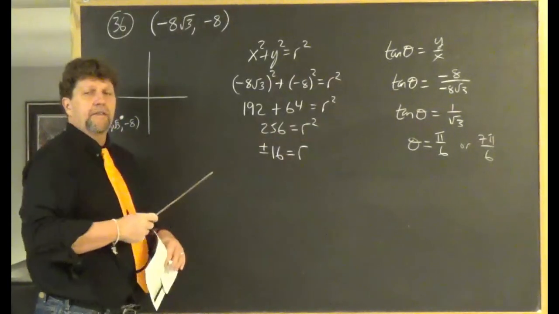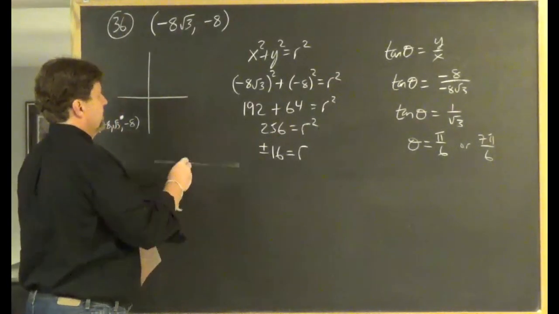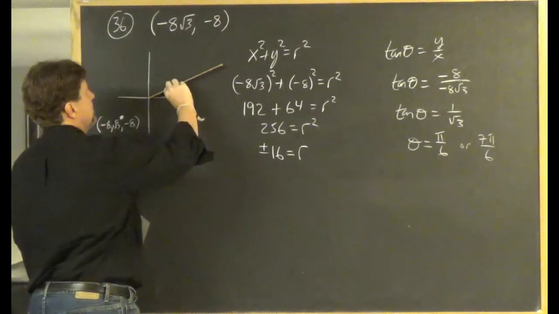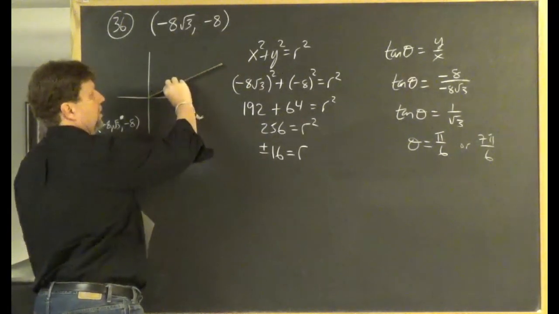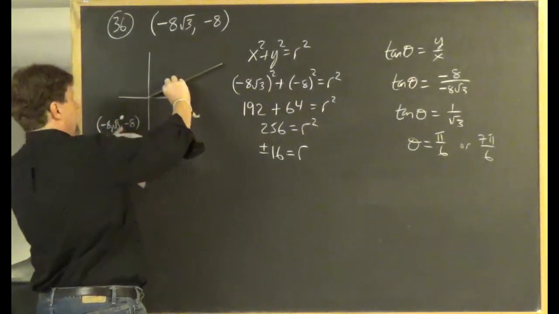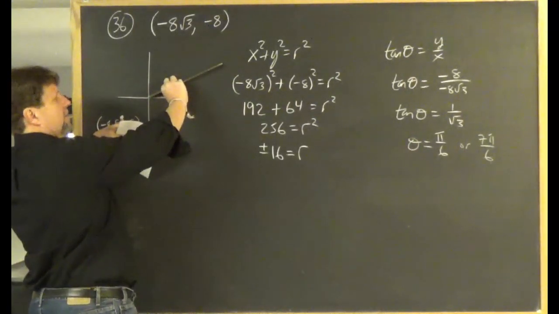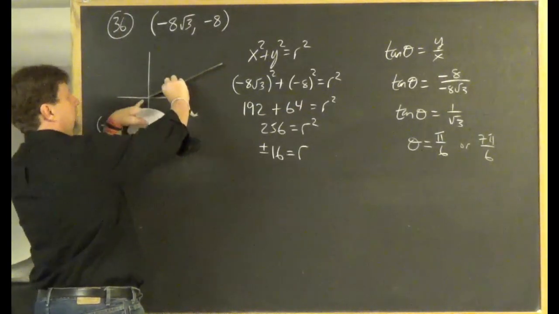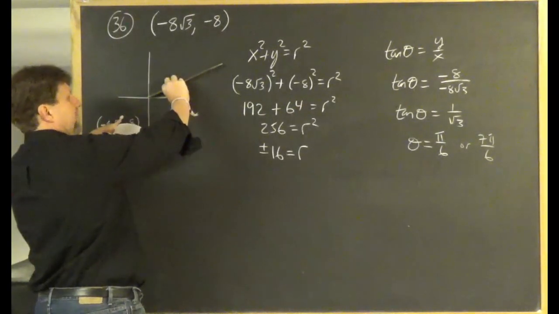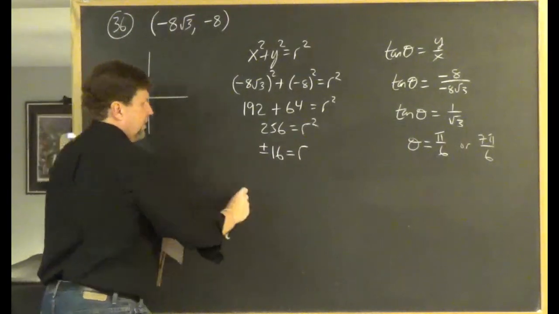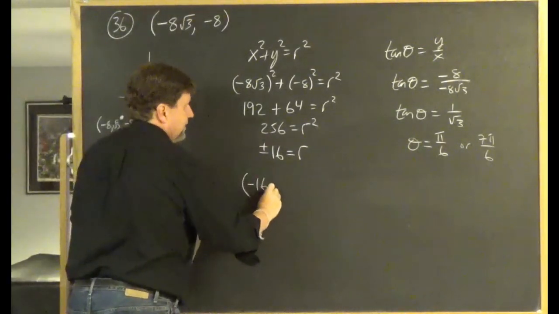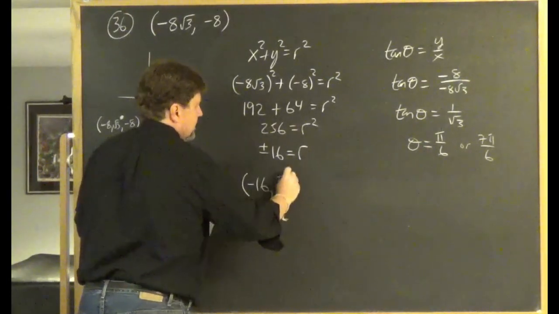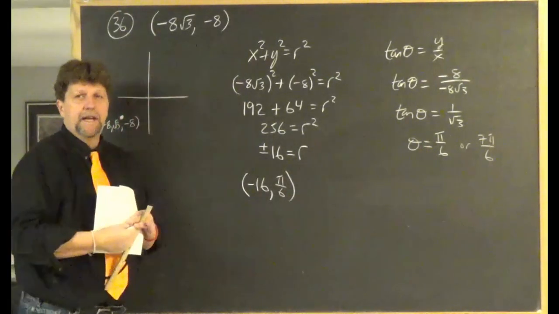So let's look at using a theta of pi over 6. My polar axis gets rotated to pi over 6. What would r have to be to get me down here? That's right, it would have to be negative to get me to that point. So we have -16, pi over 6 as one representation.